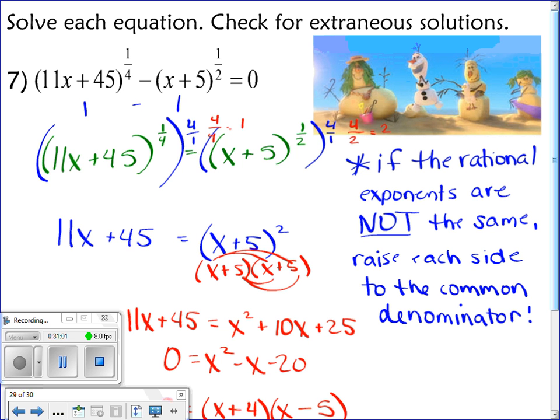Remember, the part underneath the fraction, that's the root. So it's asking you what's the 4th root of 1. What number times itself 4 times is 1? 1.